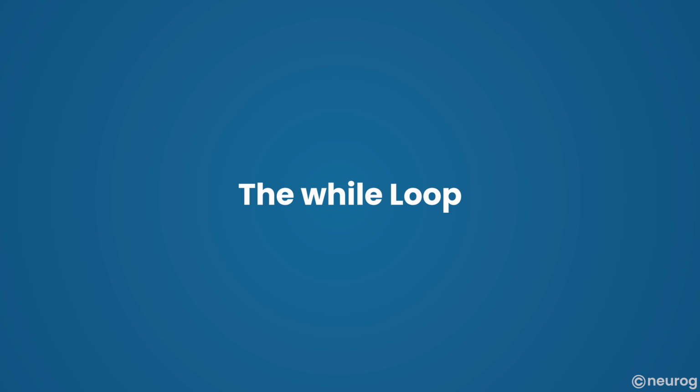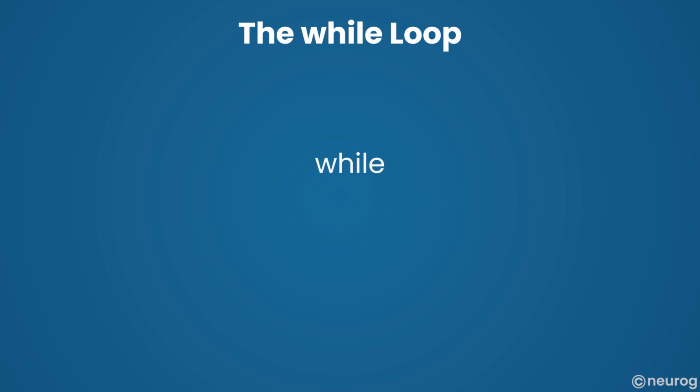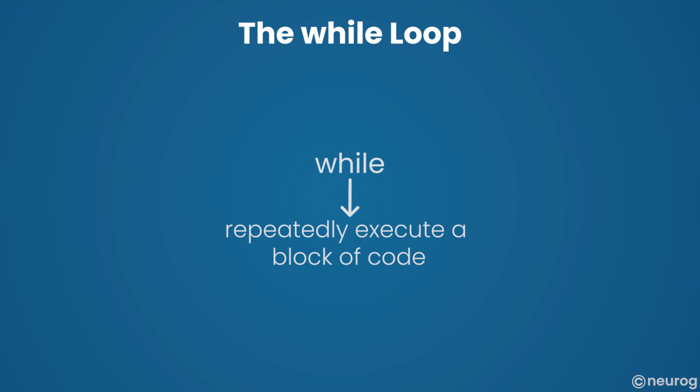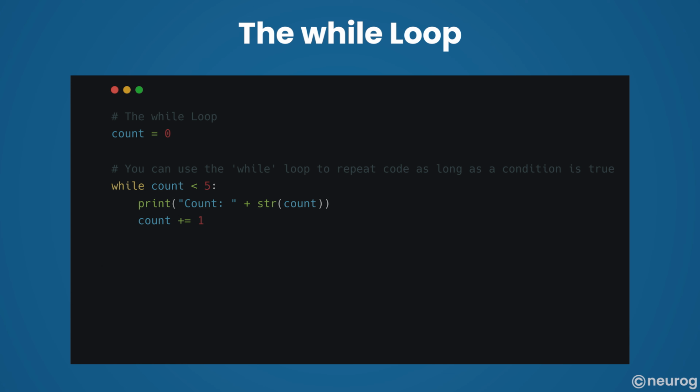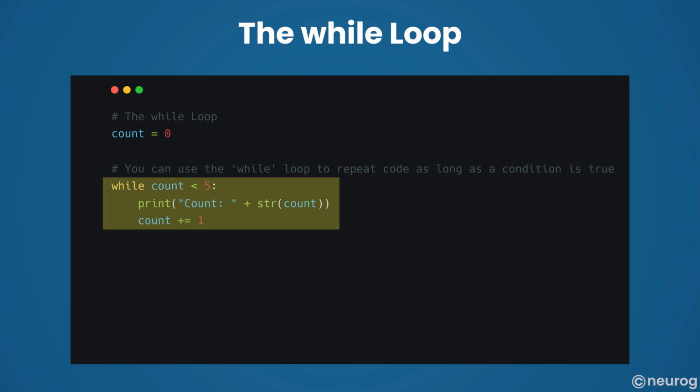The while loop allows your program to repeatedly execute a block of code as long as a condition is true. Imagine a faucet. The while loop is like keeping the water flowing until you turn it off. Let's dive into the while loop in Python. In this example, we're counting from 0 to 4 using a while loop.